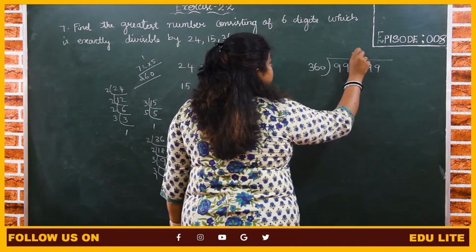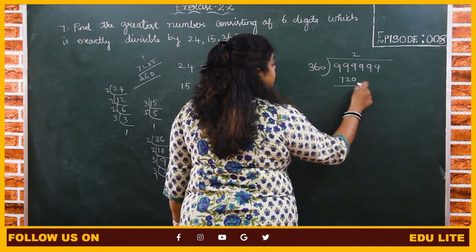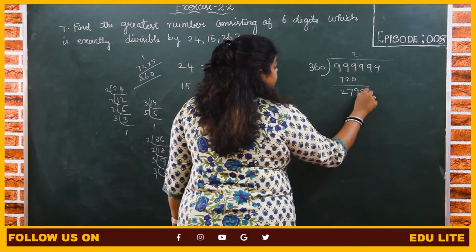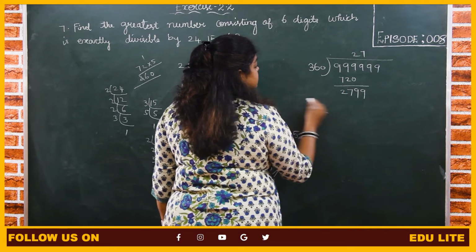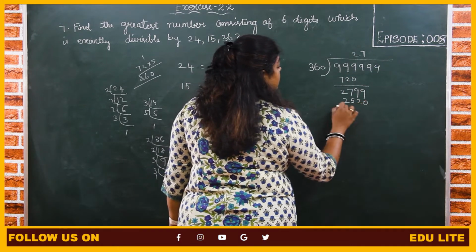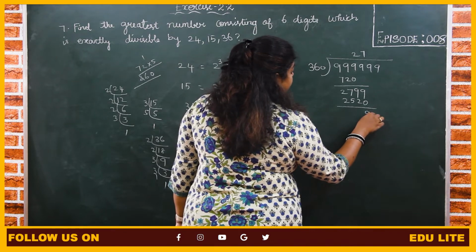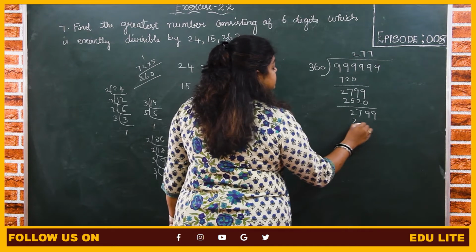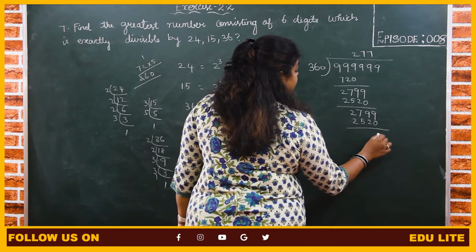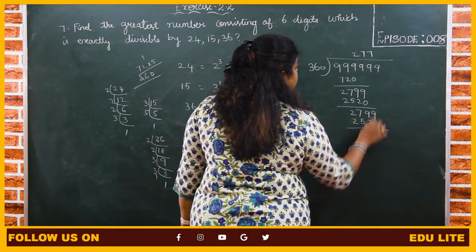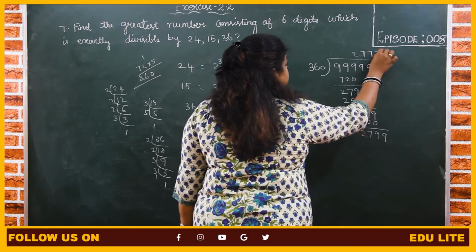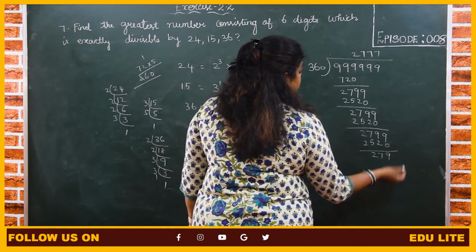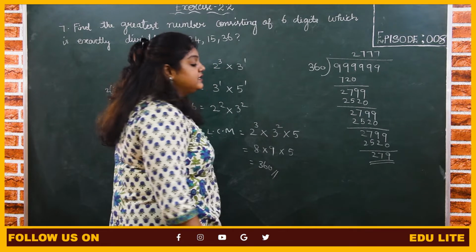Okay, so we can choose 2 times 720, remaining 9, 7, 2. Next, we can choose 7 times 2520, remaining will be 9, 7, 2. Again we can choose 7 times 2520, remainder will be 9, 7, 2. Again we can choose 7 times 2520, remainder 9, 7, 2. So the remainder value is 279.